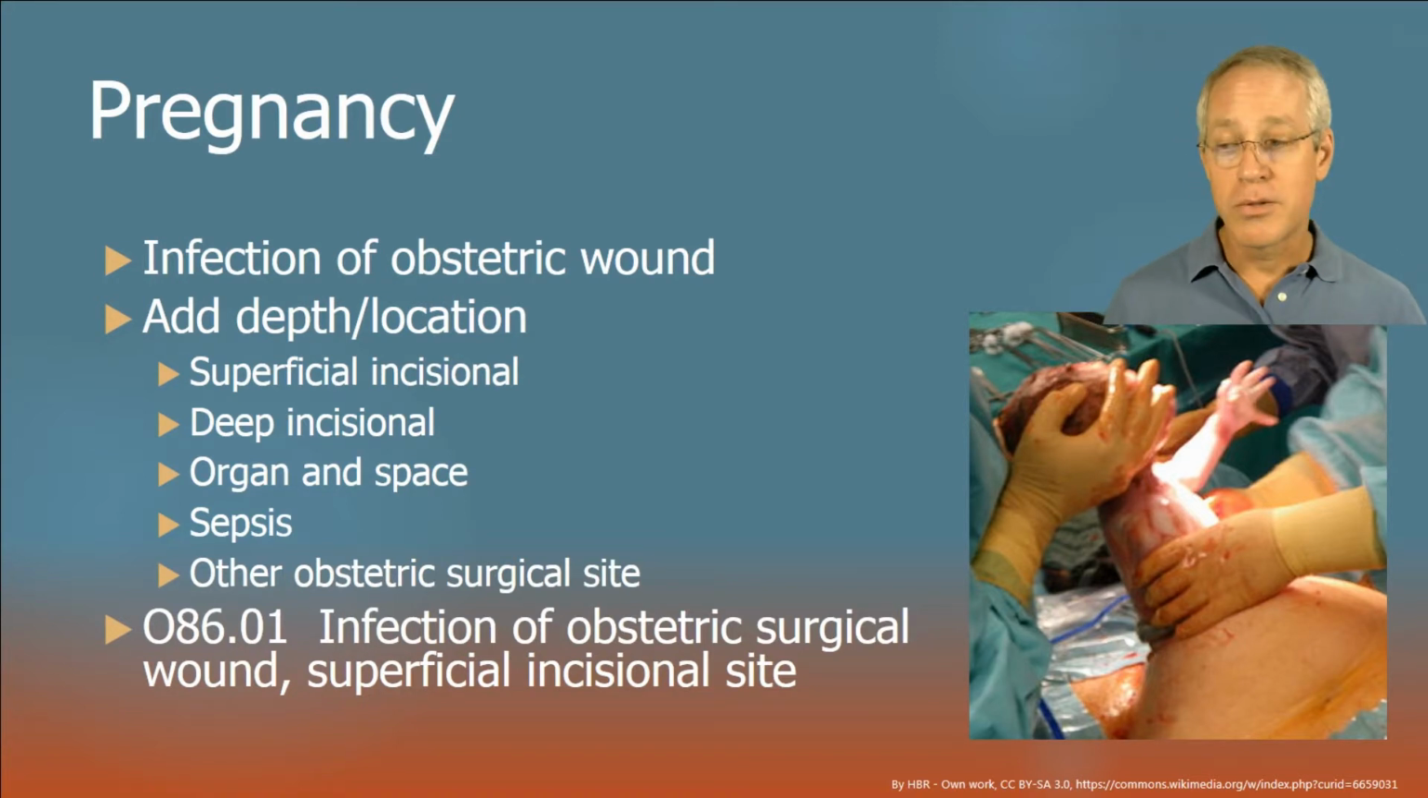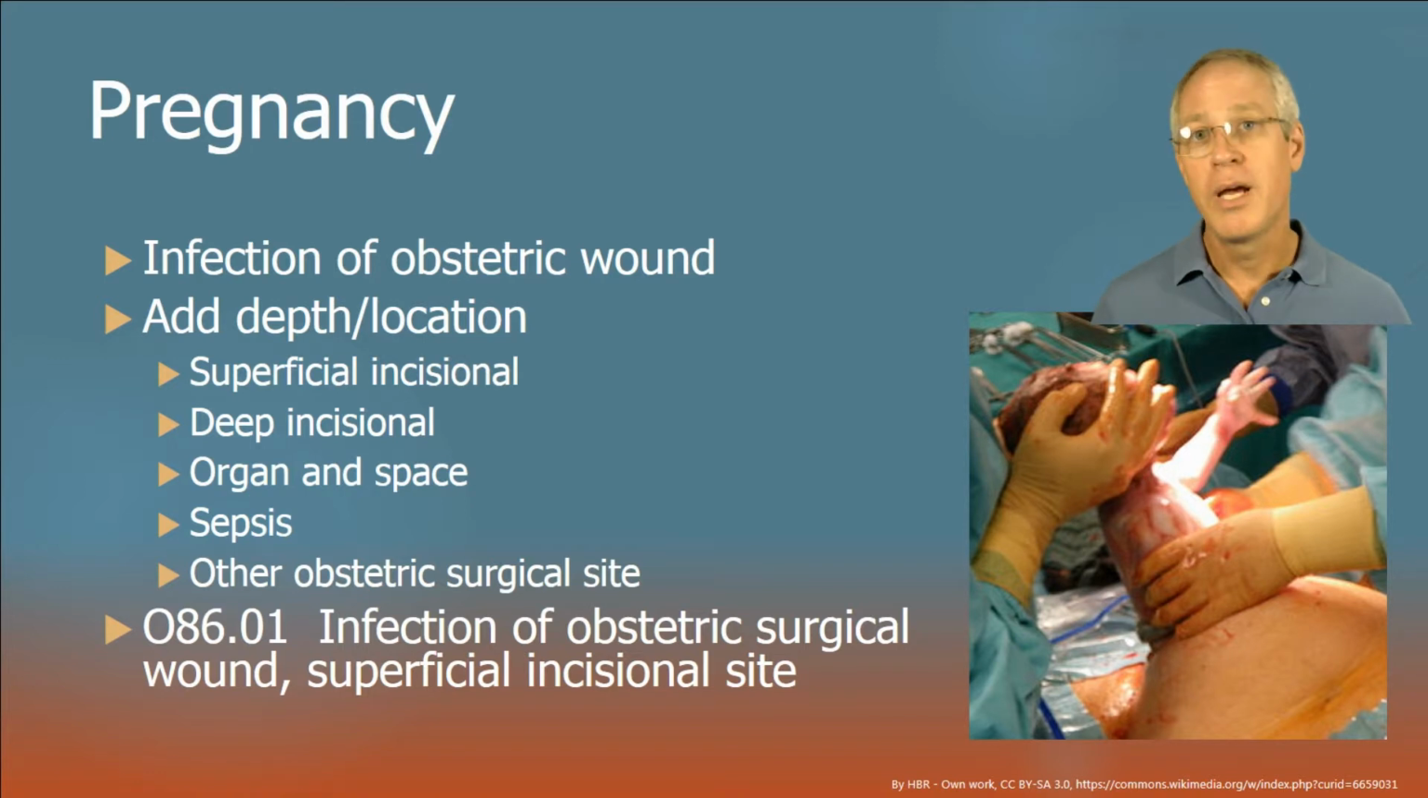Now, there's an interesting, and I think very useful, concept added to both obstetric wounds and surgical wounds. So stay tuned for the surgical wounds, but we'll start off with obstetrics. So that's where we are in the book. Infection of obstetric wound, formally, that's the extent of the code choice. Nothing to do with depth or location. What we've done is added the depth and location and involvement of an obstetric wound in the current context here.